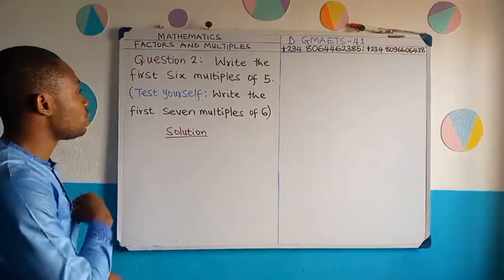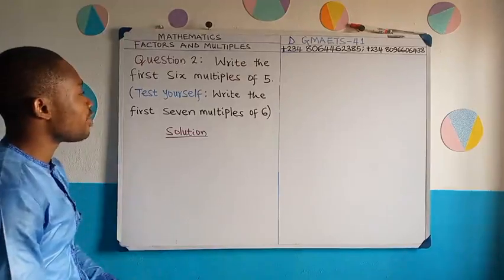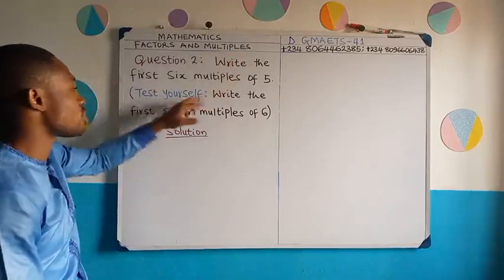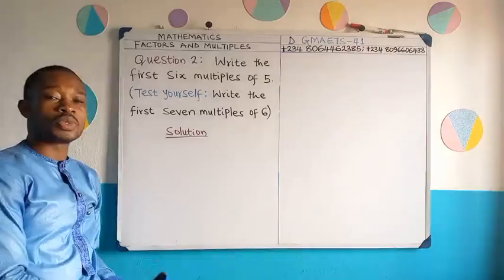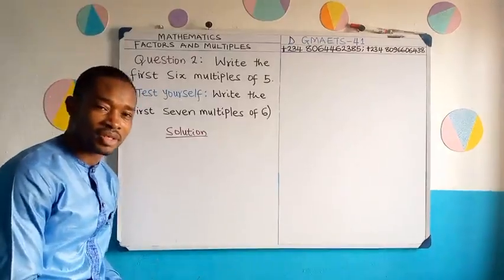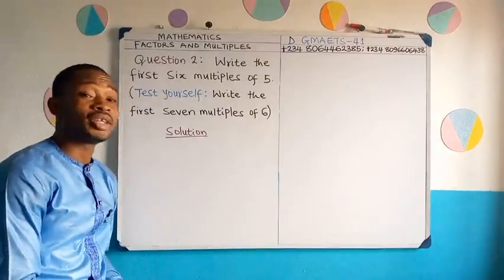Let us solve this problem. Write the first 6 multiples of 5. By the time I'm done with this, you are to test yourself with this question. You are expected to write the first 7 multiples of 6. That's going to be your assignment. And of course, you are required to submit it.